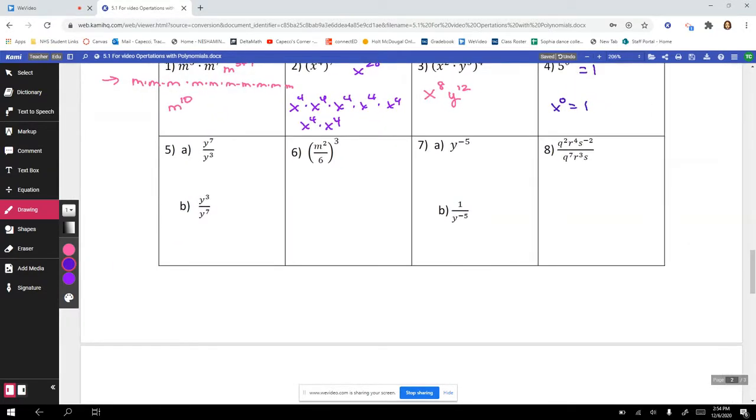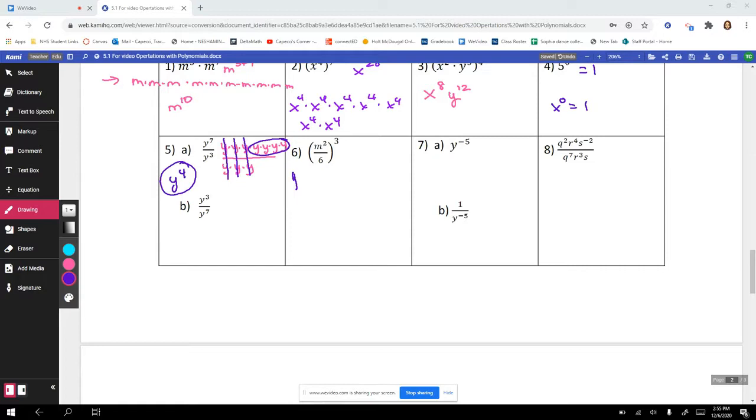All right, so let's take a look at some division properties here. So we have y to the 7th over y to the 3rd. Again, let's take a look at what that really would be. I would have 7 y's, 1, 2, 3, 4, 5, 6, 7, all over 3 y's. Now, if I were to simplify these, they would simplify because they're the same. So how many would you have left? You would have y to the 4th left. That's your final answer.